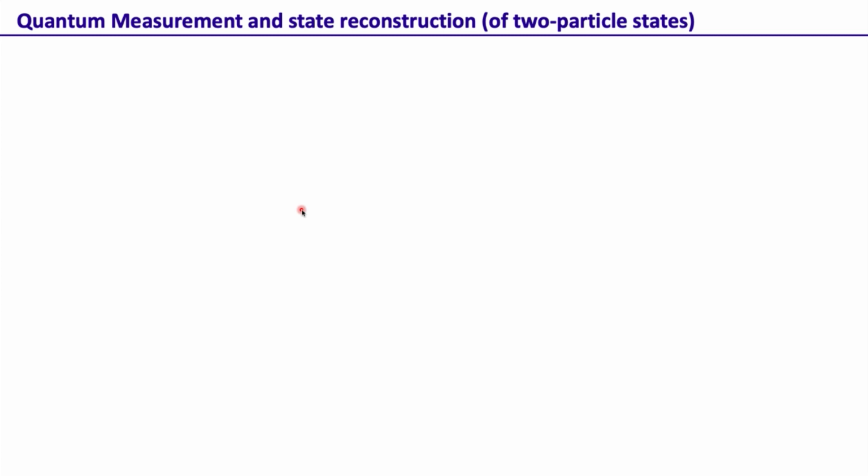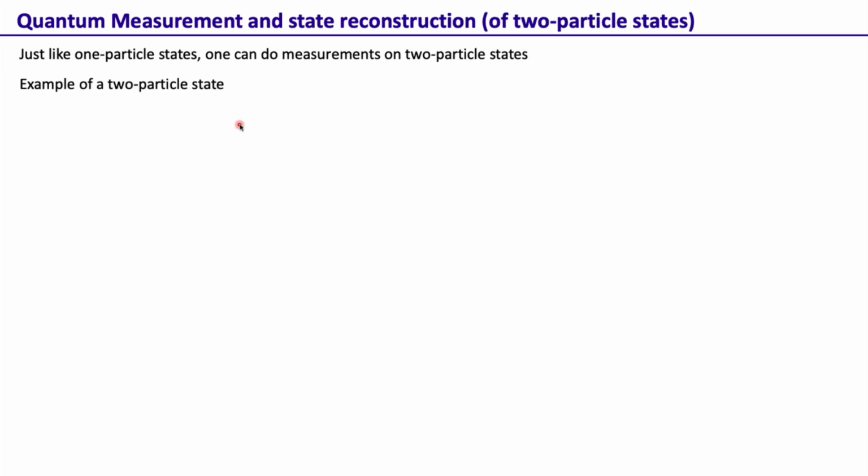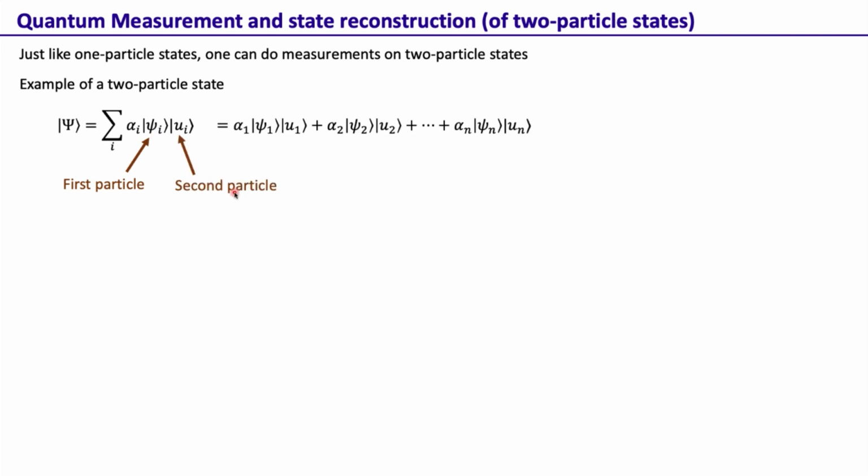Okay, so now we go to the quantum measurement and state reconstruction for two particle state. Again, just like one particle state, one can do measurement of two particle state. Let's take an example of a two particle state, and here I'm writing the psi as the sum over this two particle state psi i u i. The psi i is the state associated with the first particle, u i's are the states associated with the second particle.